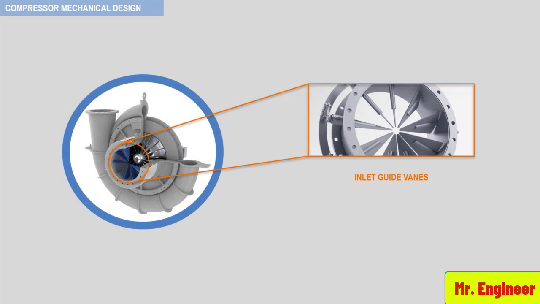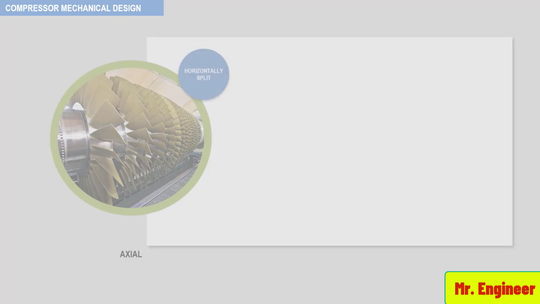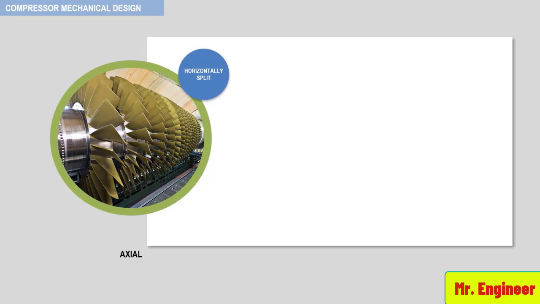The function of inlet guide vanes is to direct and distribute the gas to each impeller. Centrifugal compressor guide vanes are usually fixed. Plant and instrument air compressors can be supplied with adjustable guide vanes. Axial compressors, however, are frequently supplied with adjustable guide vanes.